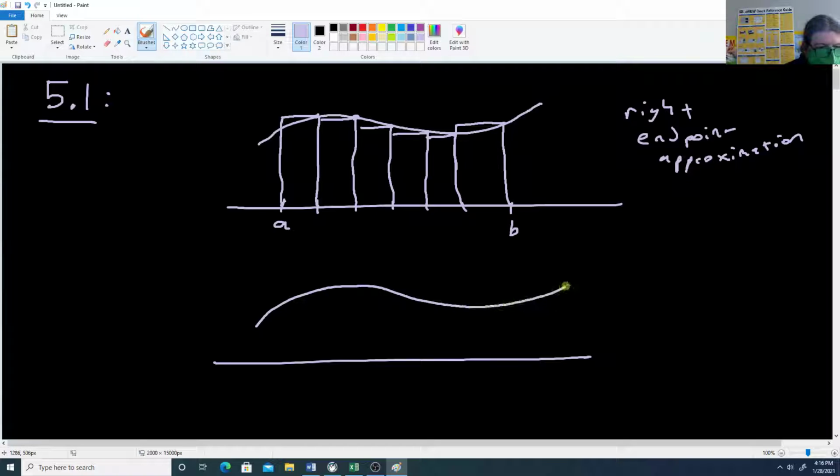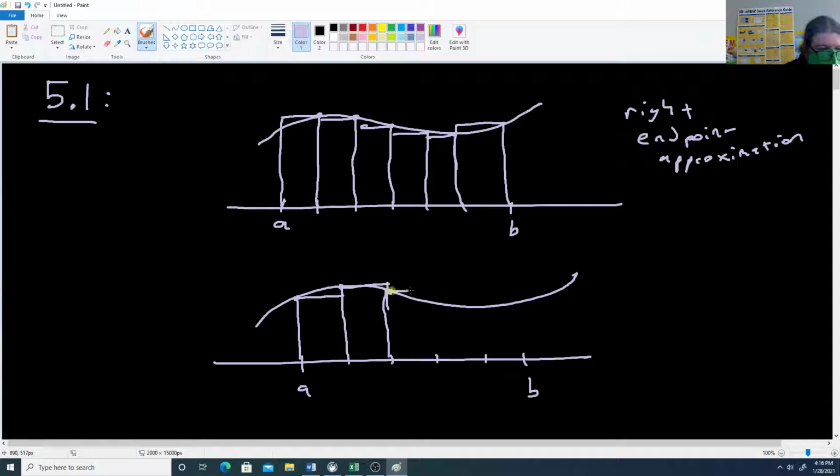So say we had a similar type curve from A to B. A left endpoint approximation, again, you would break your interval up into evenly spaced units. But instead of letting the right endpoint of each of these rectangles fix the height of the rectangle, we're going to let the left endpoint of each rectangle set the height of each of these rectangles.